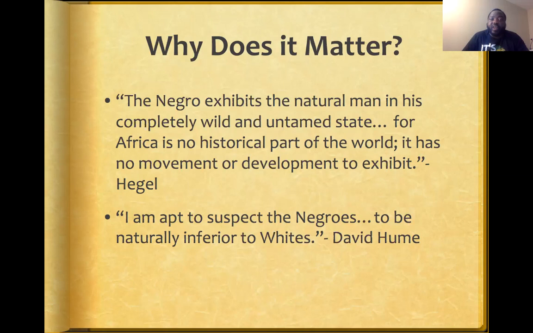Wow. Very degrading. It wasn't even as controversial a statement back when he said it, but it really posits Africans as subhuman, as primitive, primitive in the very real sense of the word, that they are within the realm of primates, right? The natural man in his completely wild and untamed state. Africa is no historical part of the world. It has no movement or development to exhibit.